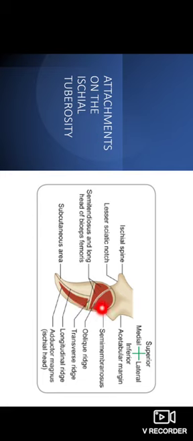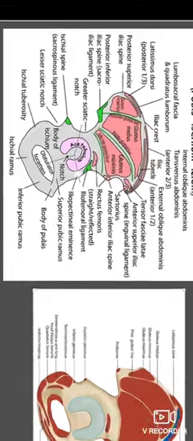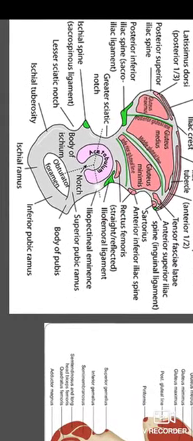Here you can see the ischial tuberosity with the different muscles. These muscles are semimembranosus, semitendinosus, biceps femoris, and the hamstring part of the adductor magnus. All these together are called the hamstring muscles. So these hamstring muscles are attached to the ischial tuberosity, and this is a picture of the ischial tuberosity. Here you can see the muscular attachments.